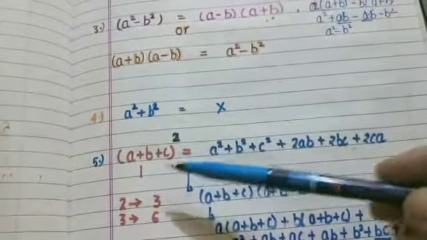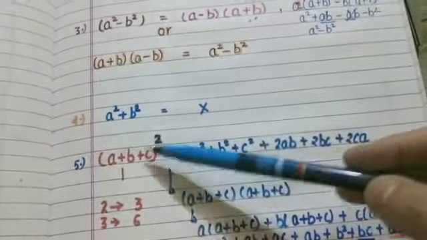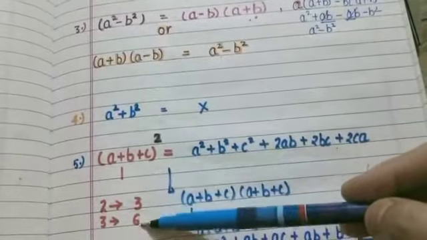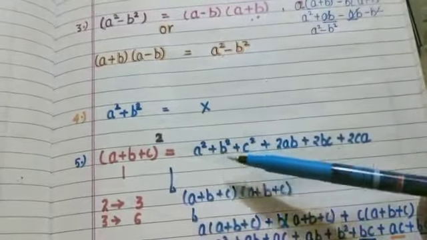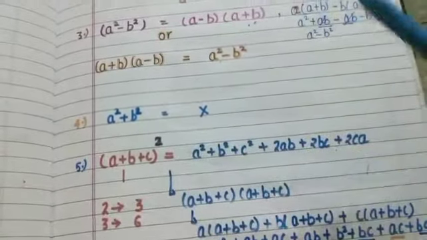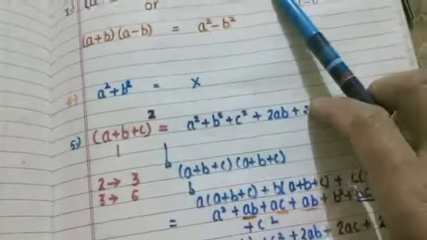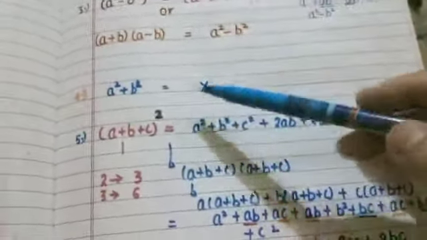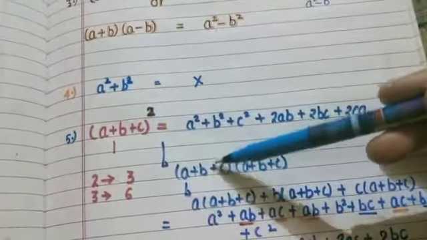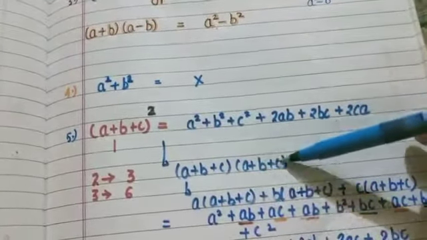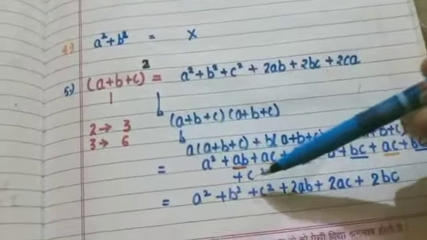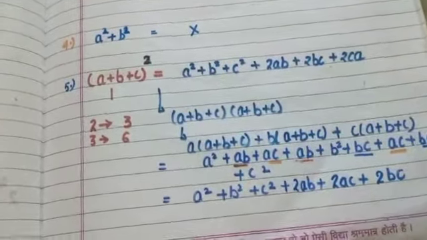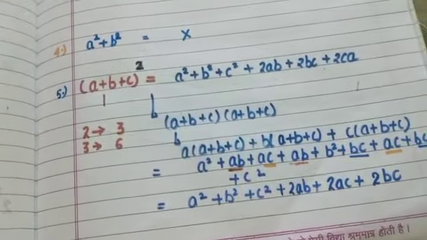After that, we have a plus b plus c whole square. Now we have 3 terms in total, so we get 6 terms. On expanding that, we get a square plus b square plus c square plus 2ab plus 2bc plus 2ca. How? A plus b plus c whole square means we multiply a plus b plus c by a plus b plus c. On solving that, we get a square plus b square plus c square plus 2ab plus 2ac plus 2bc.